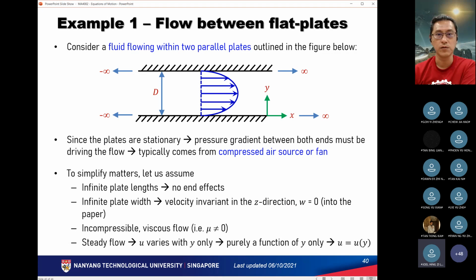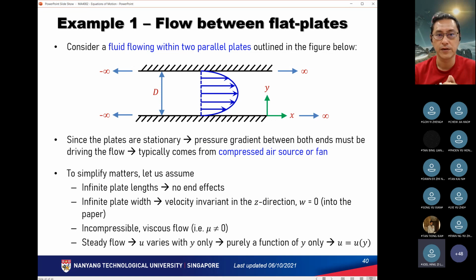The first example we're looking at is flow between flat plates. As you can see from the figure, the shaded regions are the top plate and the bottom plate, and we have a fluid flowing between these two parallel plates. Let's not complicate matters. We can always say it's a divergent plate or a convergent plate, but for the sake of simplicity, let's stick to two parallel plates.